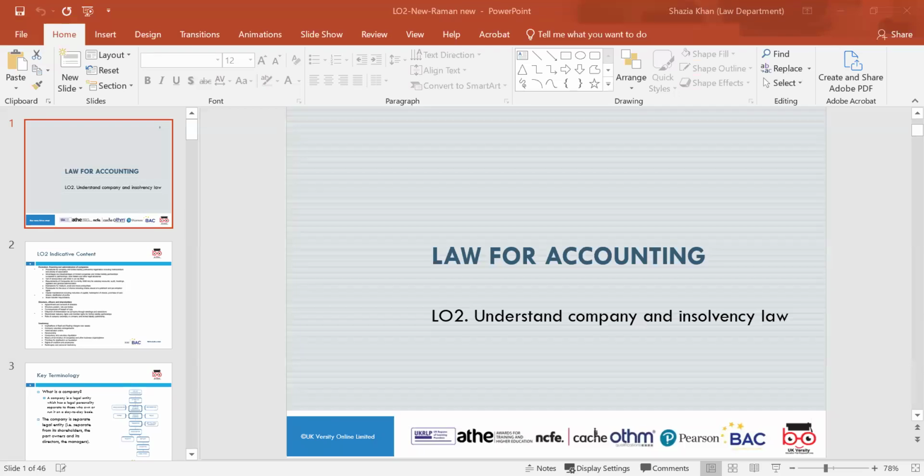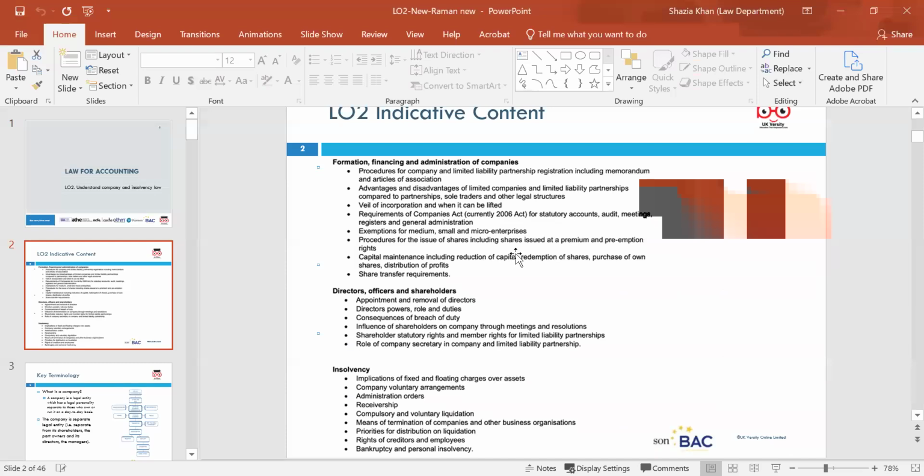Now we're going to move on to learning outcome 2, which the slides are up for now, which is looking at understanding company law and insolvency law. So the indicative content is we're going to look at the formation, financing and administration of companies. So we look at things like procedure of a company, how it's formed, look at advantages, disadvantages, veil of incorporation, exemptions, procedures for the issue of shares, capital maintenance, share transfer, share distribution.